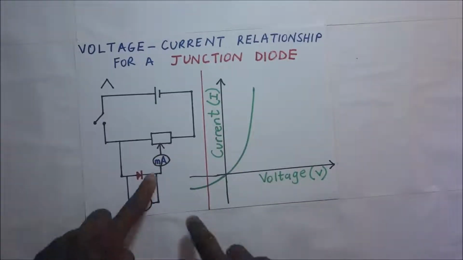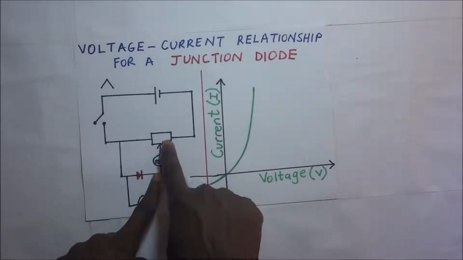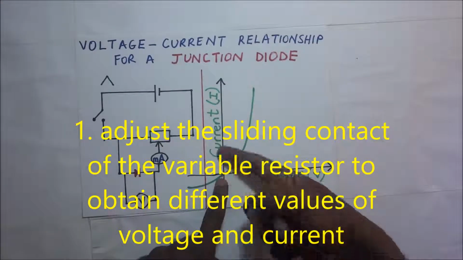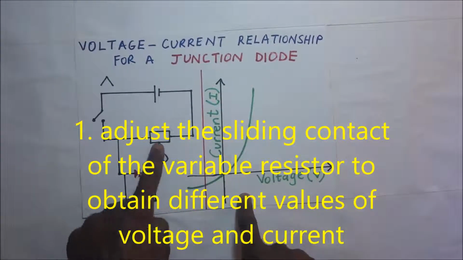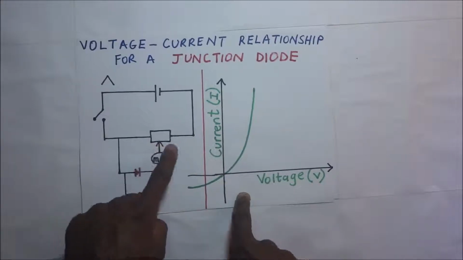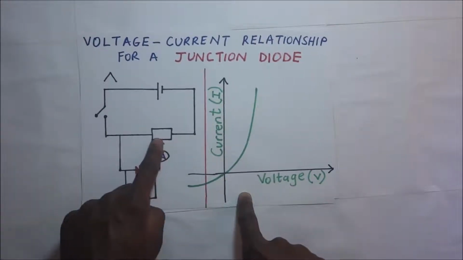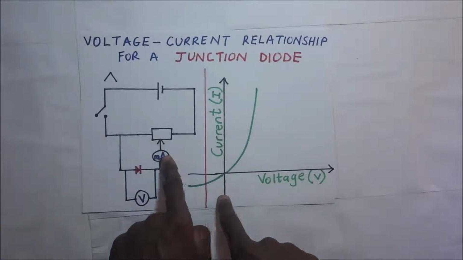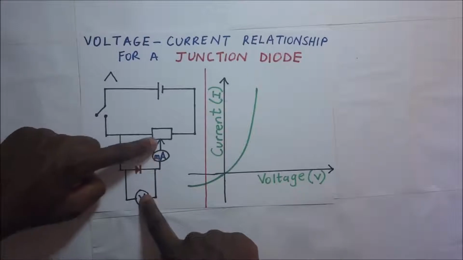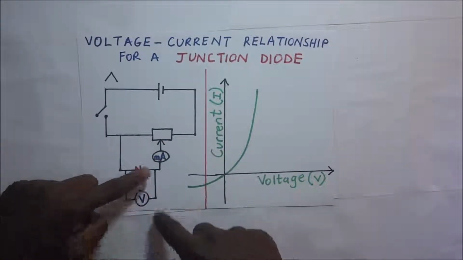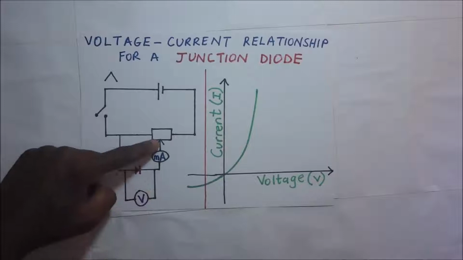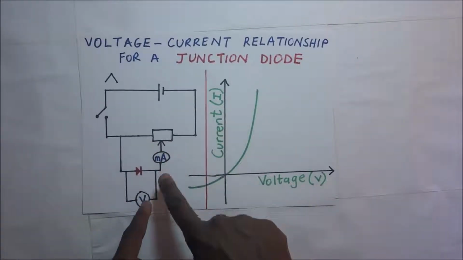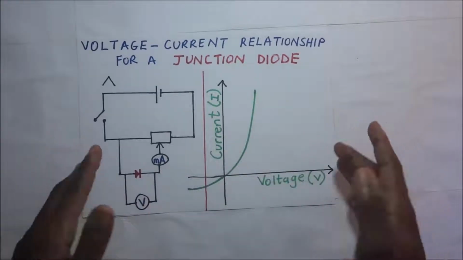Then we have a sliding contact. So what we do to be able to get the different values of current and voltage is adjust this sliding contact. Wherever we adjust it, we get different values of current and voltage. When we adjust it again, we get another value of current and voltage. Now, while we are getting these different values of voltage and current, we put them in a suitable table.